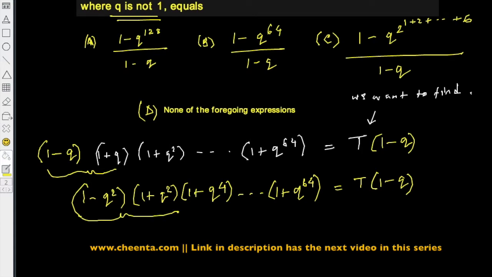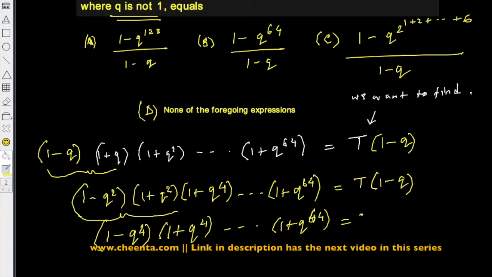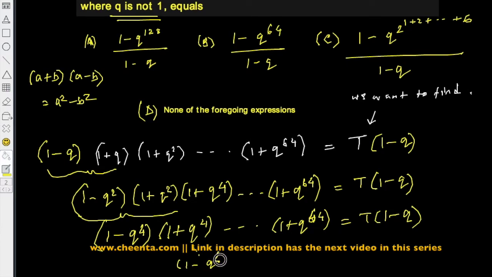So 1 minus q square times 1 plus q square should give you 1 minus q to the power 4. Then we have 1 plus q to the power 4 up to 1 plus q to the power 64. So at every step, I'm using the formula a plus b times a minus b. A plus b times a minus b is a square minus b squared. Okay, so like this it will continue, and the last step would be 1 minus q to the power 64.